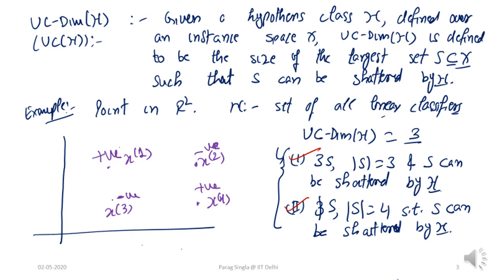In that context, let us look at this example. What we have to prove now is that there is no set of 4 points which can be shattered. But let's look at this particular example just to get the intuition of how we will prove it for this particular case.